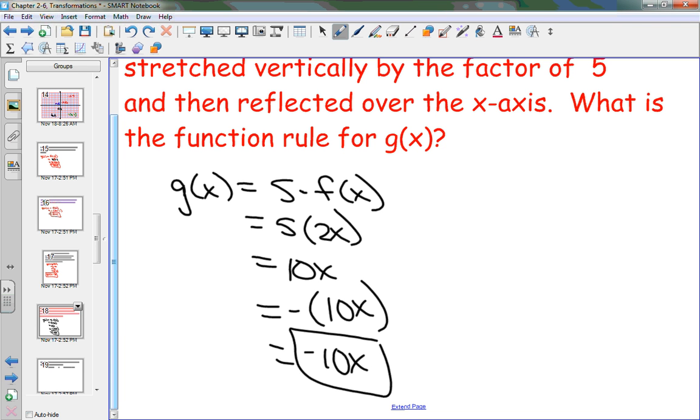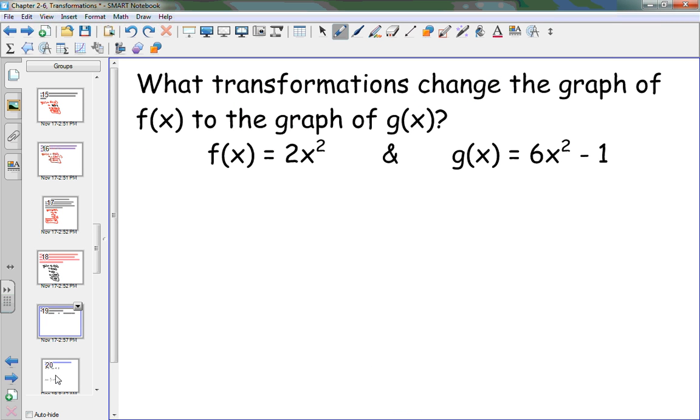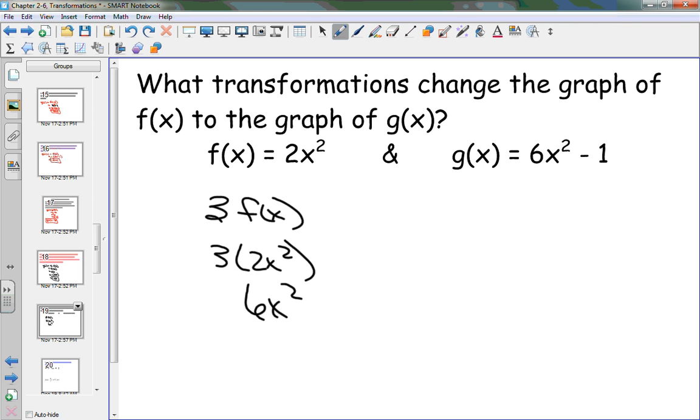All right, moving right along. This says, what transformations change the graph of f of x to the graph of g of x? What did I do to 2x squared to turn it into 6x squared minus 1? Why did I stretch it by 3? So what you're telling me is I have to take my f of x function and multiply it by 3. So 3 times 2x squared is going to give me the 6x squared. Well, that's perfect, but is it giving me what I wanted yet?